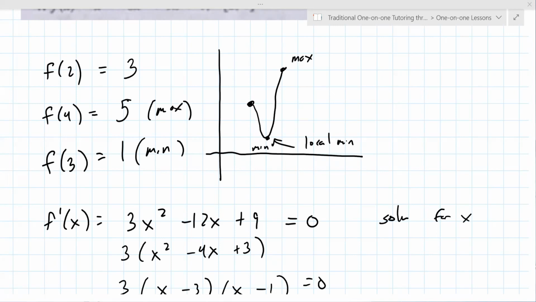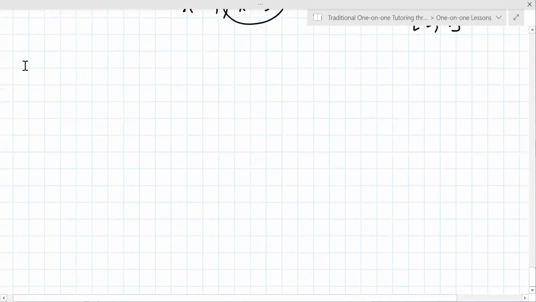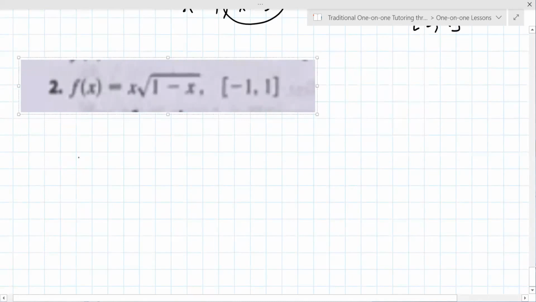What is the next? So 1 through 3. So obviously number 2. Great. So again, you follow the recipe here. You first start by evaluating the endpoints. So I'm going to snip that function in here, and you have to figure out, okay, what is f of -1 and what is f of 1? Okay, f of -1 is negative square root of 2. f of 1 is 0.